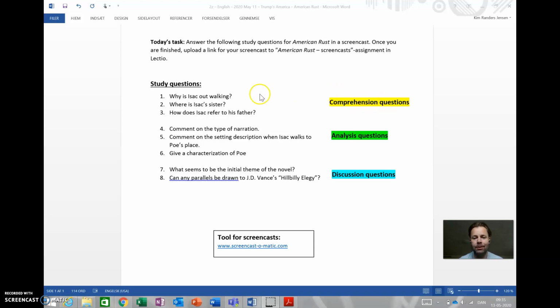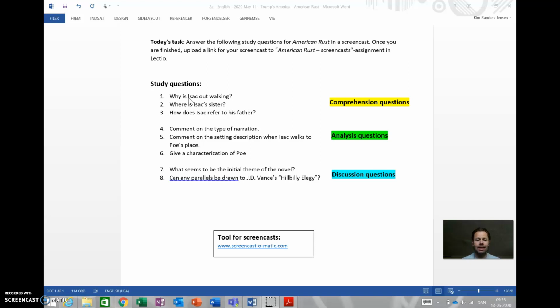It's a great comprehension question because it's really the basis of the chapter. Isaac is running away from home. He's seeking adventure elsewhere, and so in that way we understand the premise of the chapter based on this question. That's really what sets off the chapter.